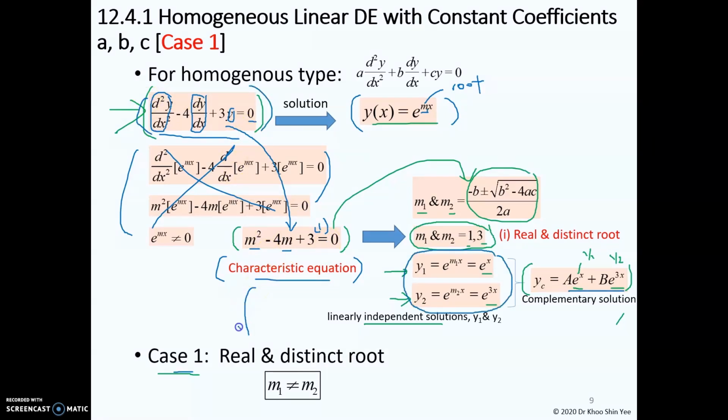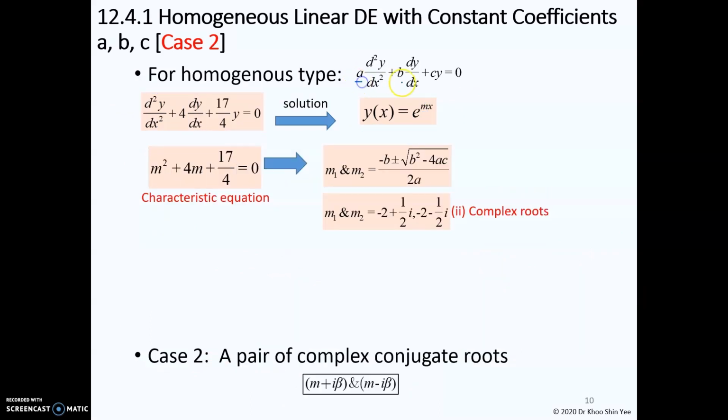In this case, you succeed in obtaining two different roots where both of them are real numbers. So you can substitute m1 and m2 inside to obtain your first and second solution, and later you can use the superposition principle to combine them. So this gives you the final complementary solution. And this is the solution for the first case. In this example, your A, B, C are equal to 1, 4, and 17 divided by 4. We are going to find y with respect to x in this case.